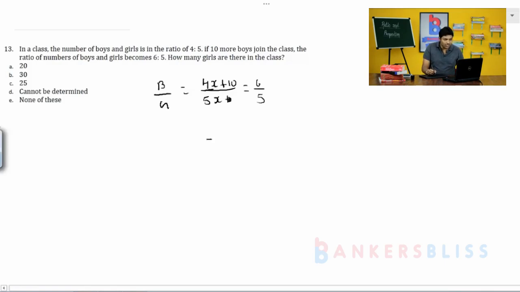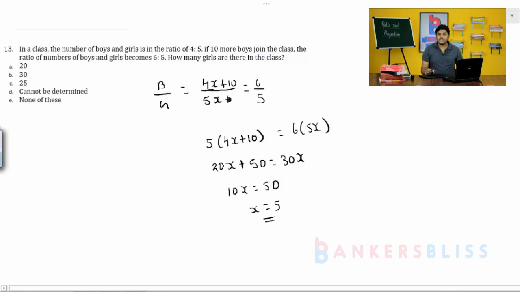Cross multiplication: 5 into (4x plus 10) is equal to 6 into 5x. Now, 5 into 4x is 20x, plus 5 tens are 50, is equal to 6 5s are 30x. Therefore, 10x is equal to 50. Next, x is equal to 5.